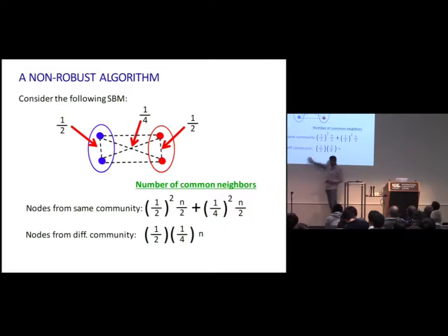If one of the nodes is red and one is blue, then any other node we choose in the graph has probability half times 1/4 of being connected to both of them. The only thing that's important about these numbers is that the top one is definitely larger than the bottom one. So this is a really simple, naive degree counting algorithm, which has the property that if you just use the simple test, you're going to figure out with high probability which pairs of nodes belong to the same community and which ones belong to different communities.